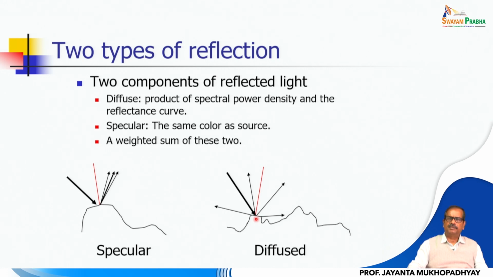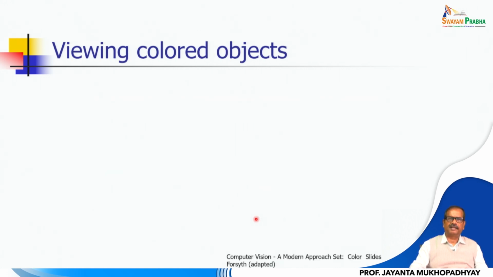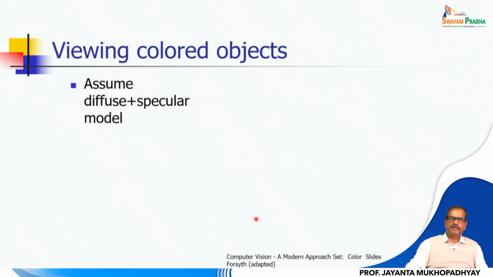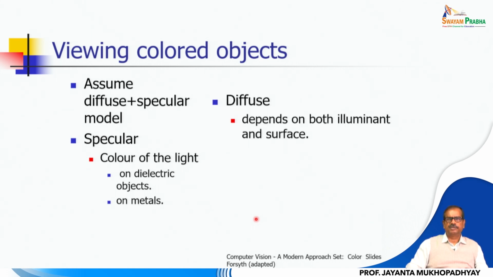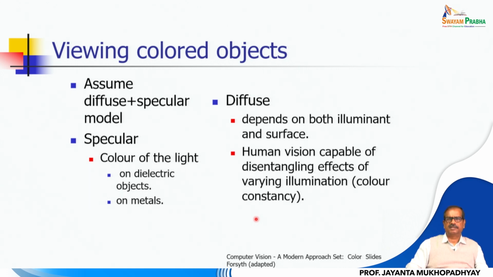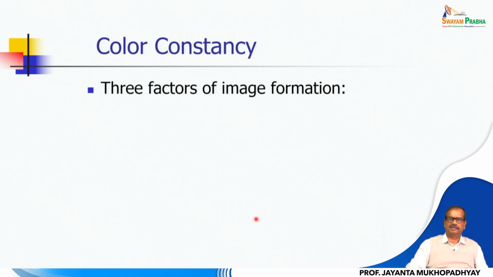Now, a weighted sum of these two usually you get as a reflected light, as we understand. So, when we view colored objects, we assume that both diffuse and specular reflections could be there in the model, and specular would be primarily responsible for providing the color of the light on dielectric objects and metals, whereas diffuse depends on both illuminant and surface. So, our vision, as I mentioned, can adjust for the effect of varying illumination, and that is called color constancy.